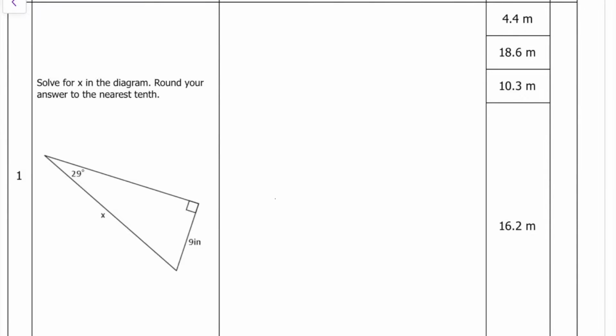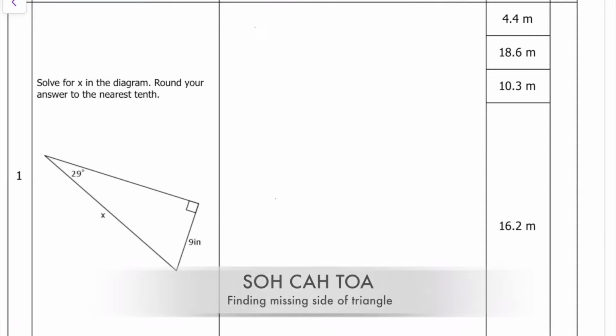Welcome back. Today I will be going over a few problems from this homework sheet involving right triangle trigonometry. The first problem asks, to solve for x in the diagram, round your answer to the nearest tenth.